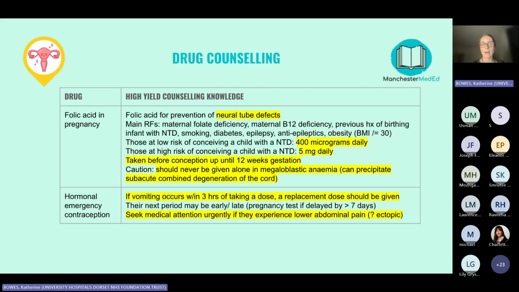That makes sense. And then hormonal emergency contraception: good counselling advice is that if vomiting occurs within 3 hours of taking the emergency contraception, then you need to have a replacement dose because it probably wouldn't have been absorbed. Okay, and any abdominal pain in someone that's taken emergency contraception or even has a coil fitted, always have ectopic pregnancy in the back of your mind for that one.